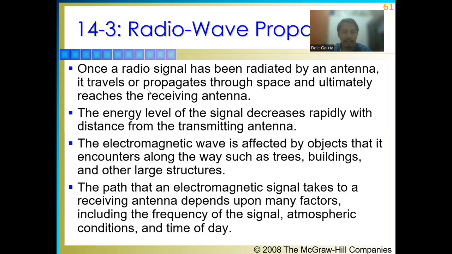Second statement on the slide: the energy level of a signal decreases rapidly with distance from the transmitting antenna because of the inverse square law. So 920 milliwatts, since only 80 milliwatts is left. Actually, the power did not disappear. It's just that the 1 watt is spread at a 1 meter radius.